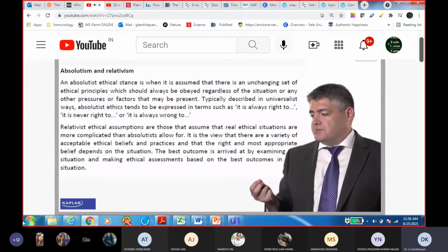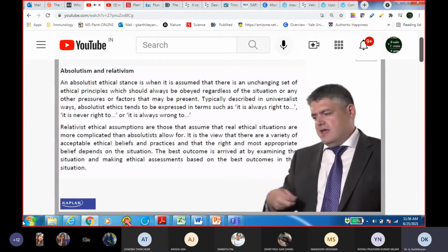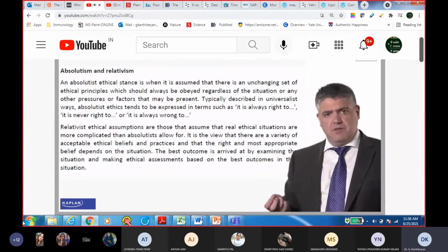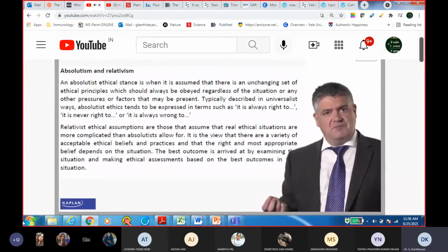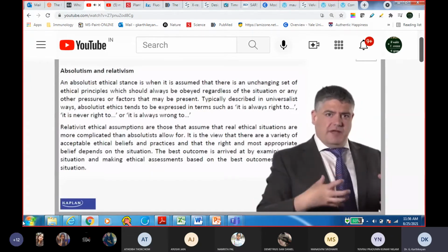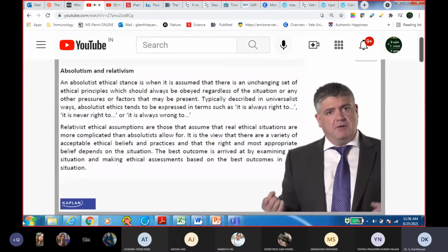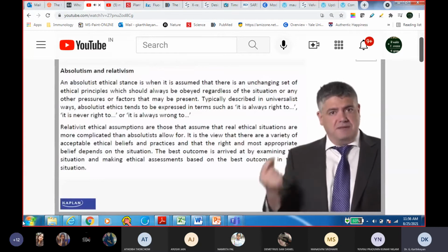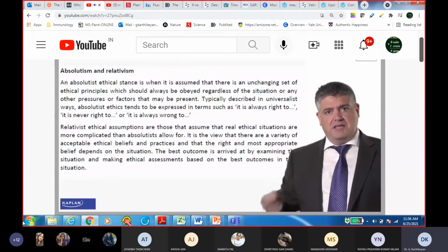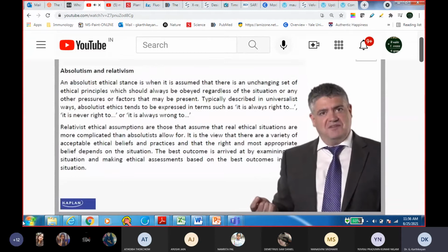Absolutist ethics tend to be expressed in terms such as it's always right to, it's never right to, or it's always wrong to. Again, I can understand that. That makes sense to me. And I can take that away, build it into my knowledge banks, and if a similar question came up, I could use that to help me construct my answer. Simple terms, simple language will get you through. Keep it simple. You can read through the relativist section yourself.